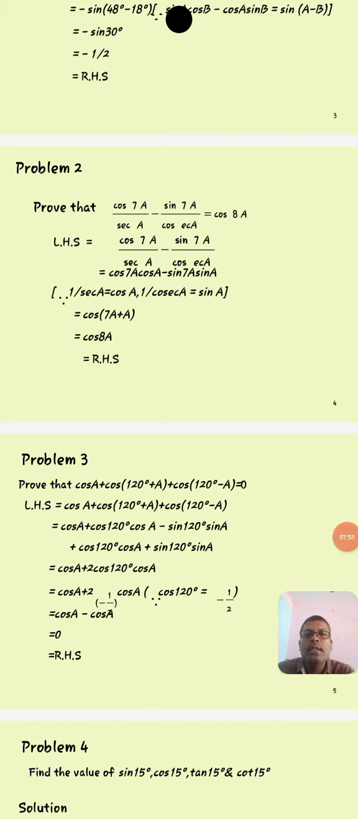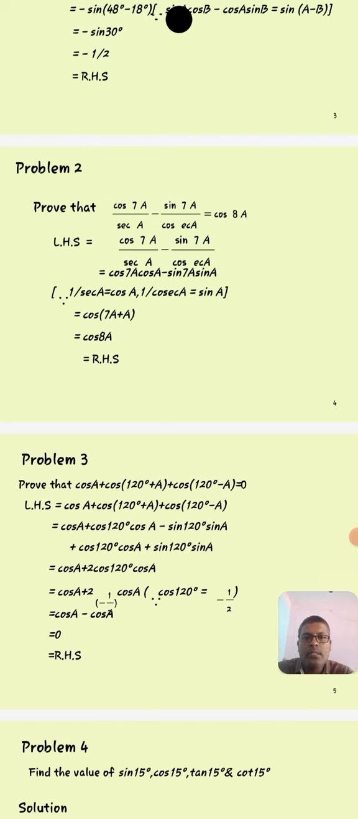cos 7a divided by secant a minus sin 7a divided by cosecant a is equal to cos 8a. Here cos 7a by secant a, we have to take the LHS part. 1 by secant a is there. 1 by secant a is equal to cos a. Why? The cos a opposite function is secant a. So whenever 1 by secant a is there, we write in the place of 1 by secant a is equal to cos a.